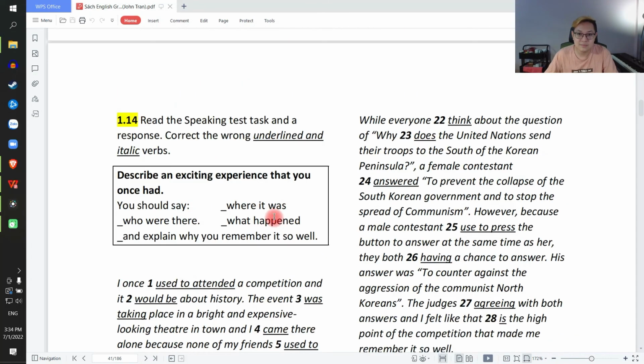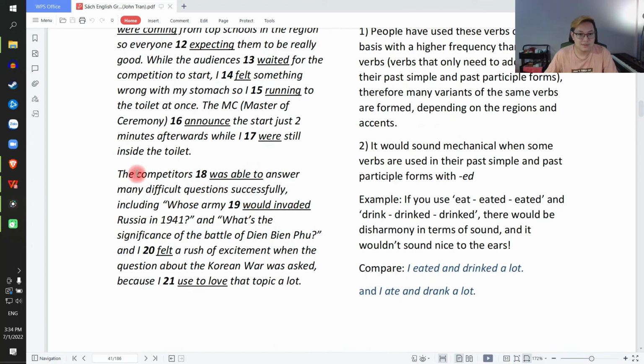Okay, where's that? The competitors were able to answer many difficult questions successfully.